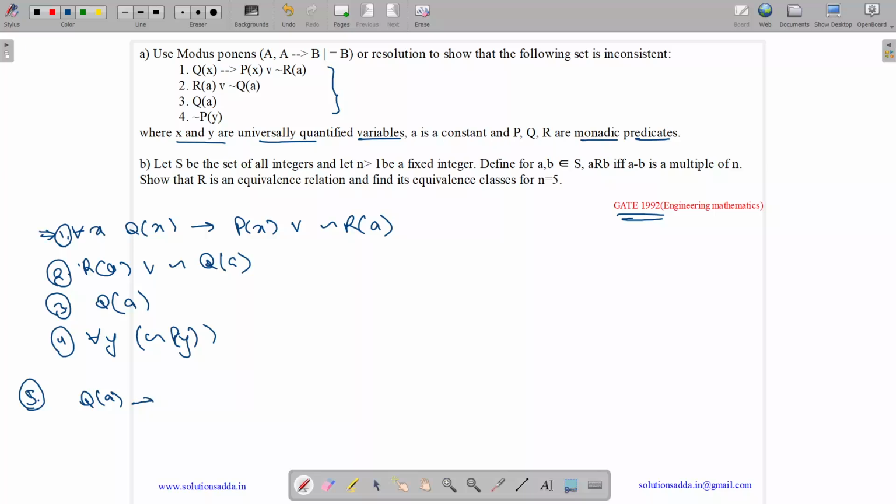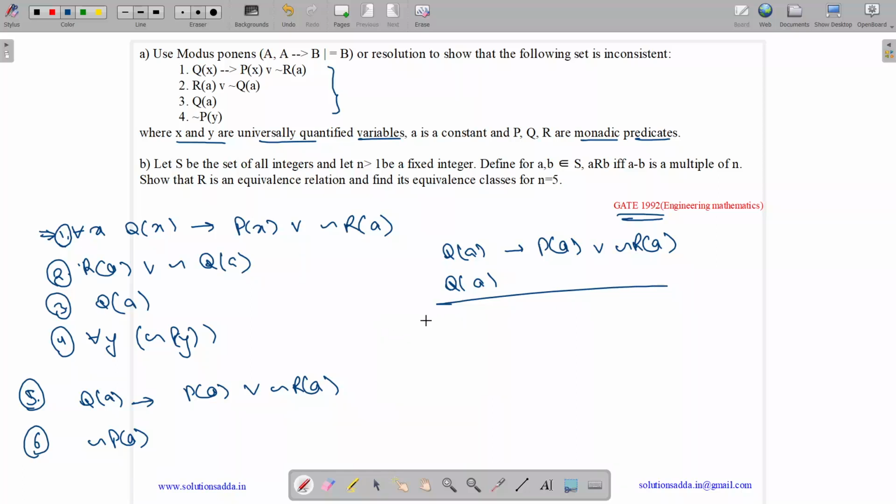Q(a) implies P(a) or negation of R(a), which means it is valid for any instance where a is an arbitrary constant. Similarly, the fourth becomes negation of P(a) using universal instantiation. Now using modus ponens on 5 and 3: 5 is Q(a) implies P(a) or negation R(a), and 3 is Q(a). Applying modus ponens, we get the 7th statement, which is P(a) or negation R(a).